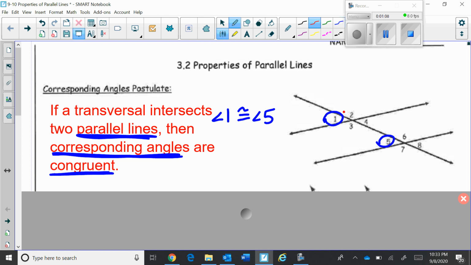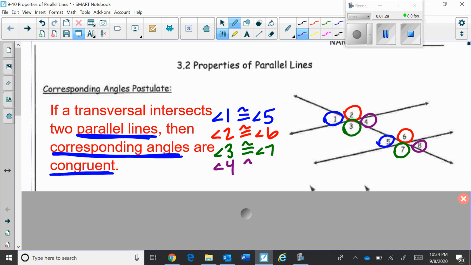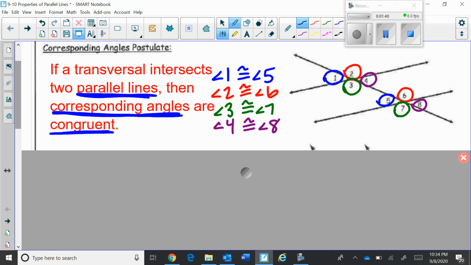And we can do it for the rest. Angle 2 is congruent to angle 6. Finding our other corresponding angles, 3 and 7: angle 3 is congruent to angle 7. And last but not least, 4 and 8: angle 4 is congruent to angle 8. That means whatever their measures are, they're going to be equal, the same. All right, so this is our first major postulate that we will need to know.